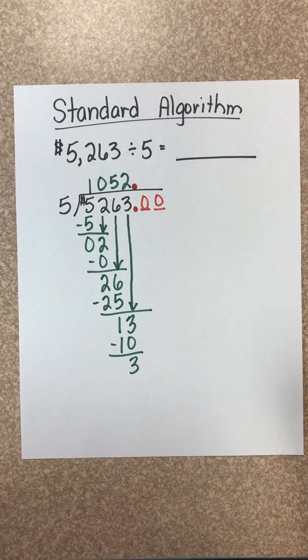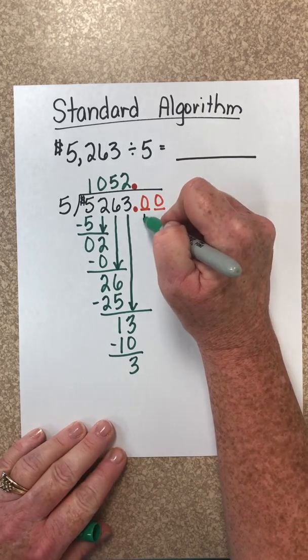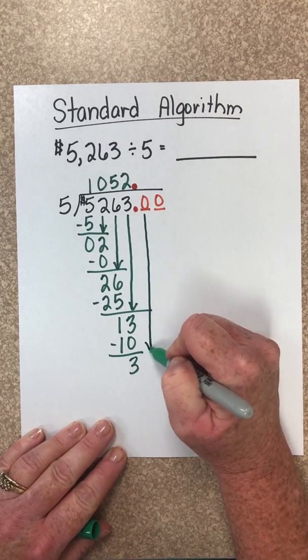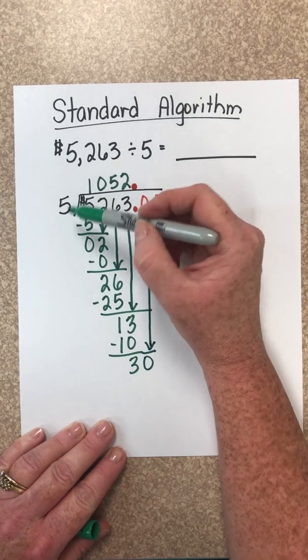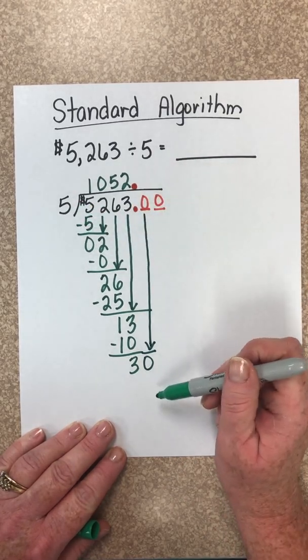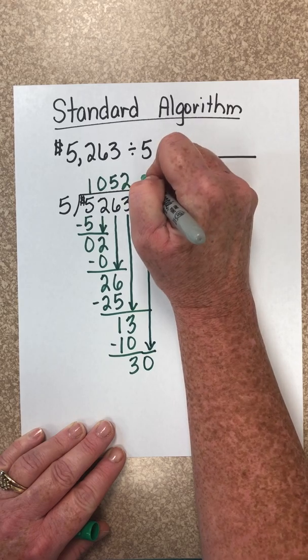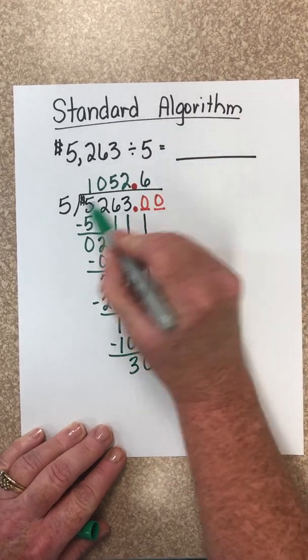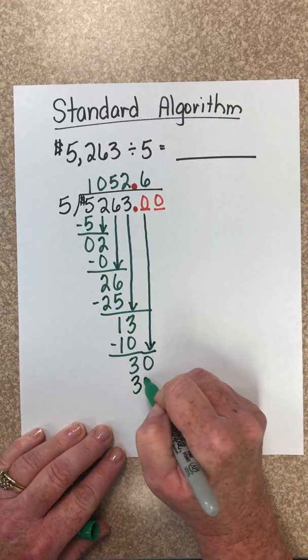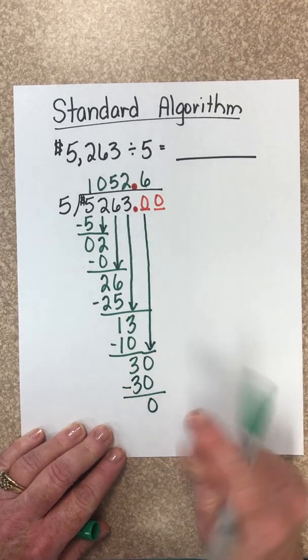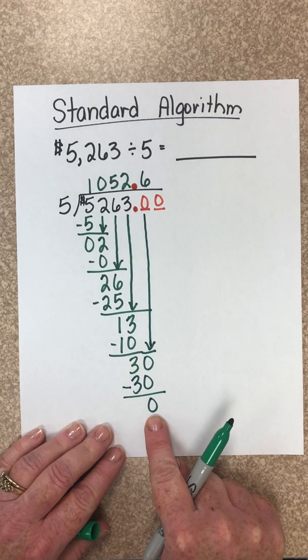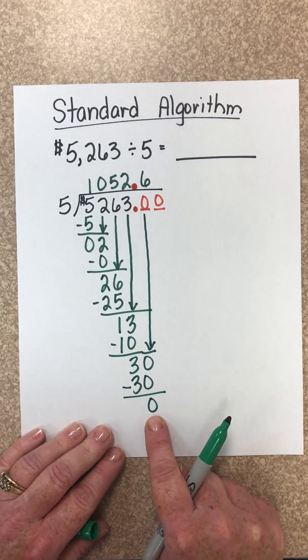Okay, let's continue. Let's bring that next digit down. And now we have 30. How many 5s are in 30? That's 6. 6 times 5 is 30. Let's subtract, and you get a 0. Well, that tells us we can stop, right? Well, so far up to this point, yes, you would stop.